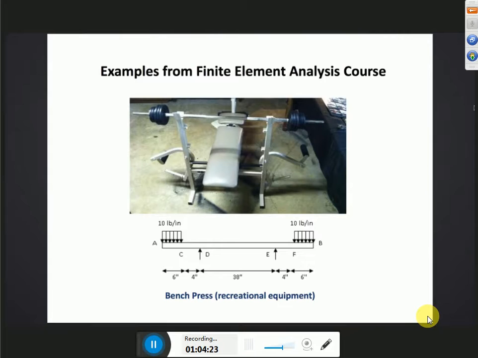Bench press for distributed loading. Okay, so now I understand the point, the supports, the weight that you put here. So you don't give any data. This one is uniformly distributed, but there's also a difference if you put smaller weights, then of course the intensity is going to be different towards the end.